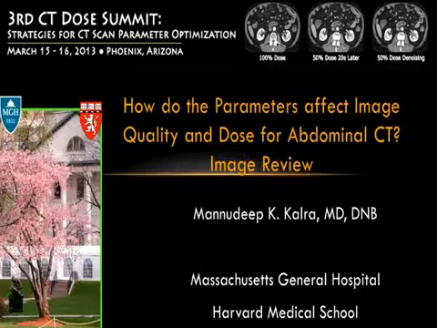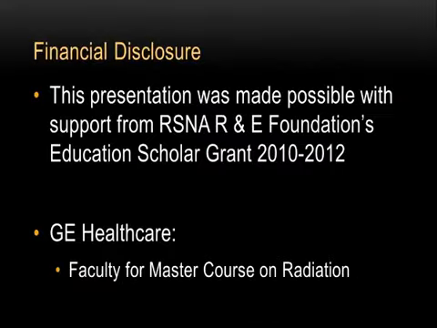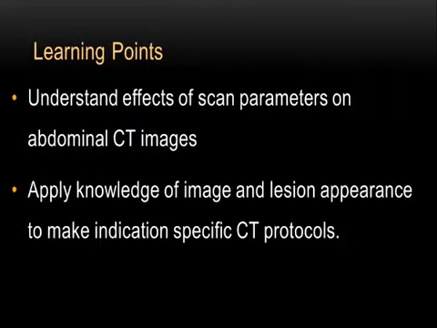So just like we did last evening, we're going to see some images in the abdomen. These images primarily have been acquired at MGH, and there are some that I have borrowed from the literature. Basically, these images have been made possible by the grant that we received from RSNA. The objective is to see what the effect is of changing the scan parameters on abdominal CT images, and how it really affects the lesions and the normal structures.